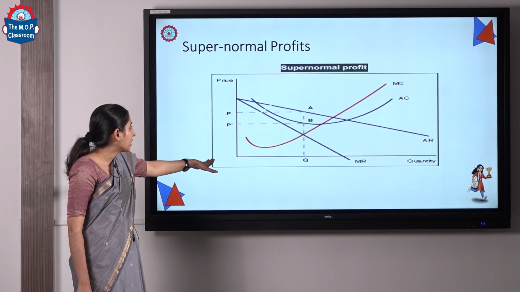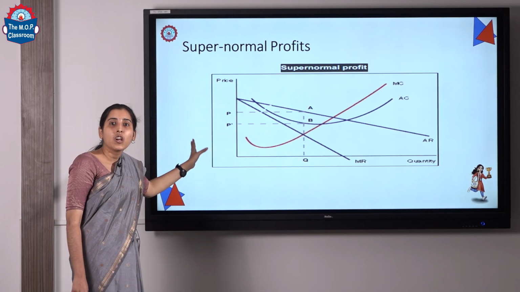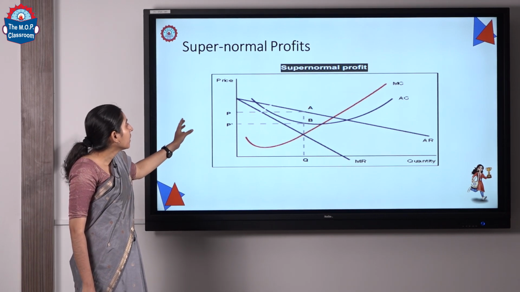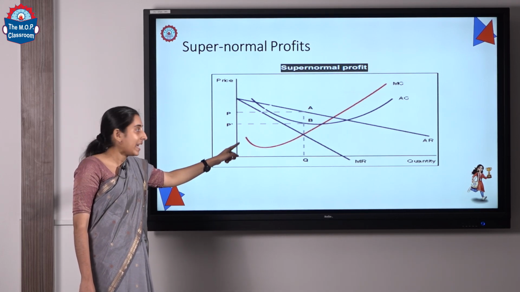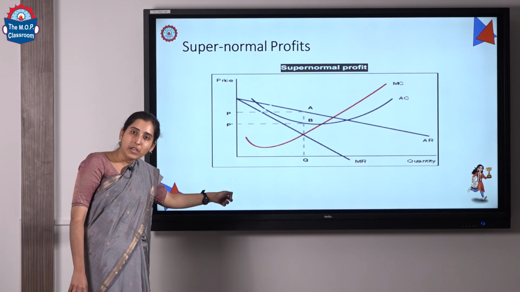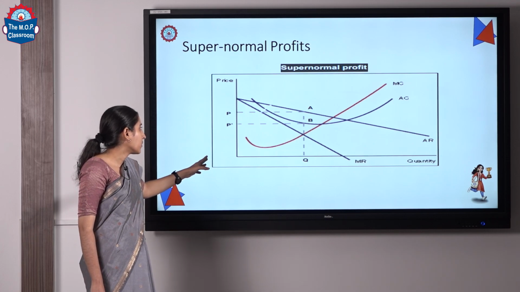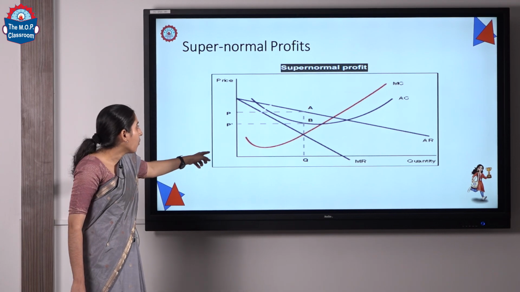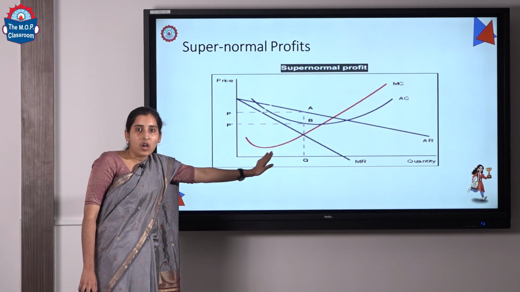When you look into this picture, OP becomes the price, OP dash becomes the cost which is incurred by the monopoly person. So the two intersections are extended to the point Q, which becomes the output level that needs to be determined in the market situation. So how is a person attaining a supernormal profit? The OP dash becomes the cost and OP is the price. So this portion becomes your supernormal profit.